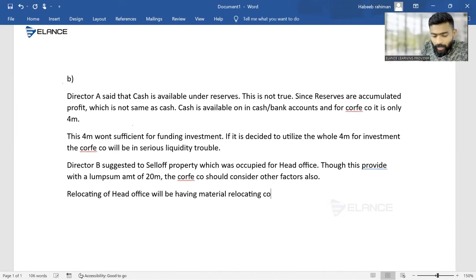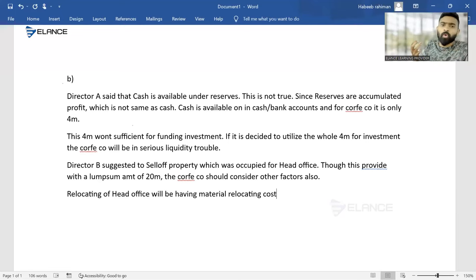Previously it was in a single building. Now it is relocated into many small offices. The entire big office is going to be split into small offices. So definitely there will be a material relocating cost. We need to consider that before selling off the building. Why are we selling off the building? Yes, we are trying to sell off the building to raise some money. But after we sell the building, we have to relocate the head office to other places.